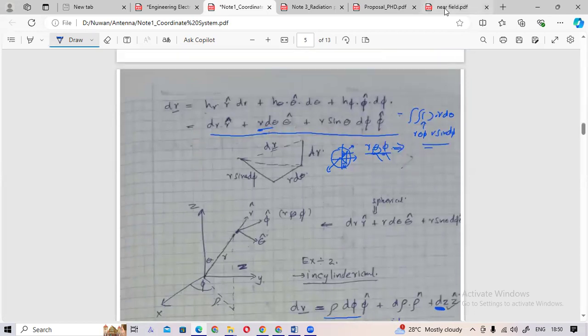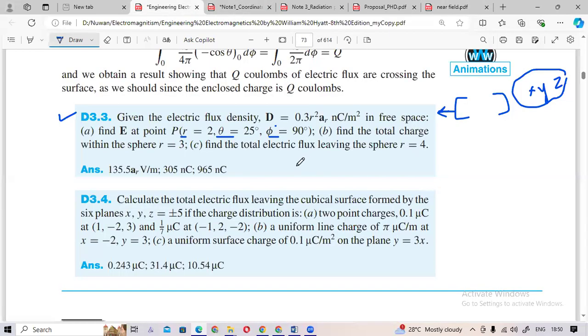So it is related with the spherical coordinate. So if you are doing the spherical coordinate surface integral, you have to use this one. So don't forget this. If you forget this, you will make a mistake in the exam.